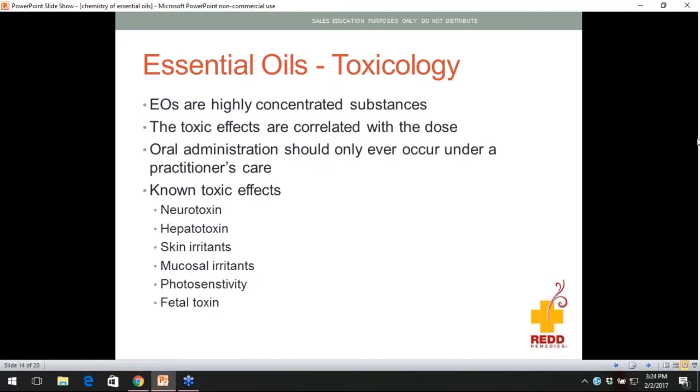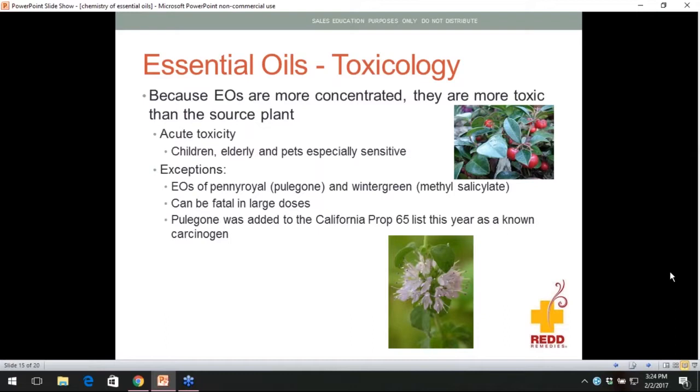So there are known toxic effects of essential oils. Many of them are neurotoxins. Many of them are liver toxins. Many of them are skin irritants. We know that many of them are mucosal irritants, and actually we use them as chemical weapons. Mustard gas. Mustard gas is the essential oil of the mustard plant. So we know that they're mucosal irritants. Photosensitivity they cause in some individuals, and many of them are fetal toxins at certain doses. So pregnant women never, ever, ever, ever, ever use essential oils internally. So let's talk about toxicology.